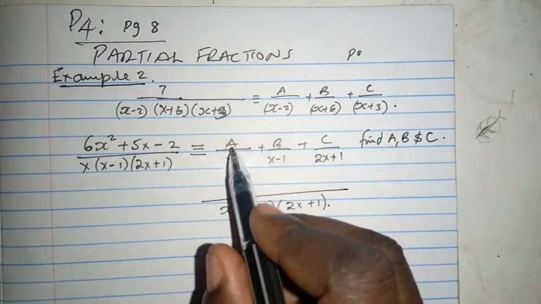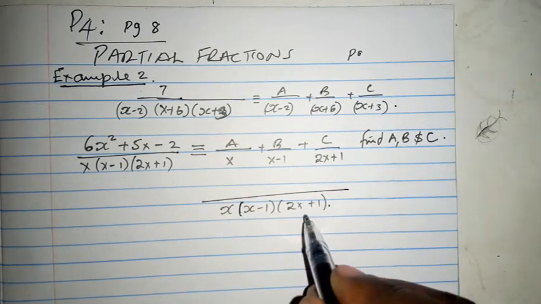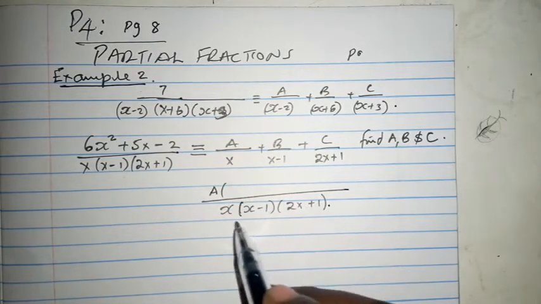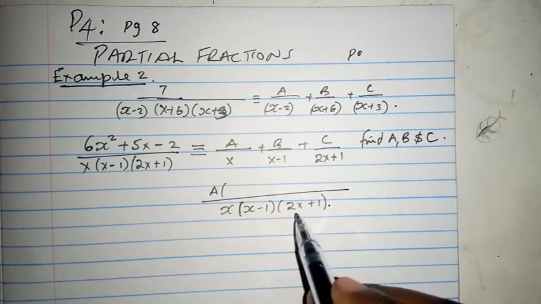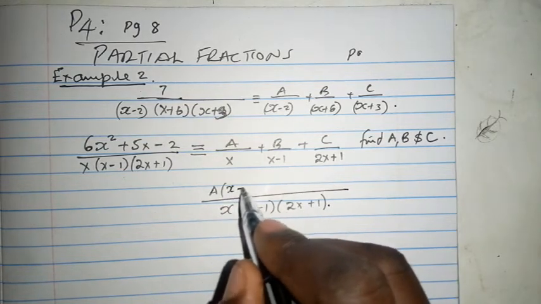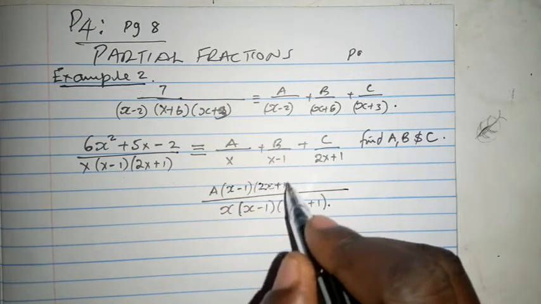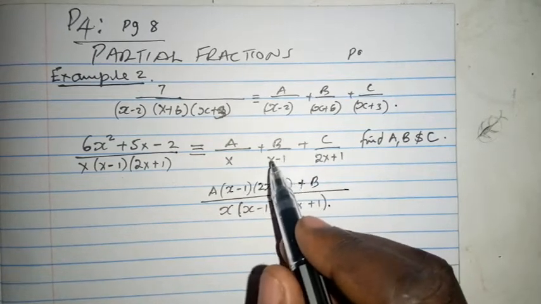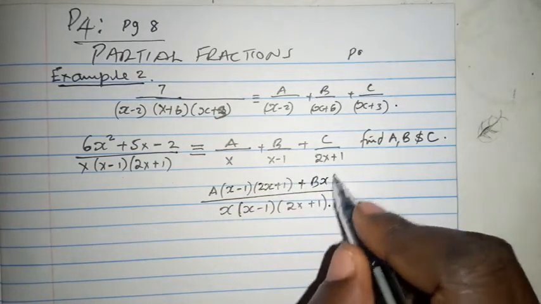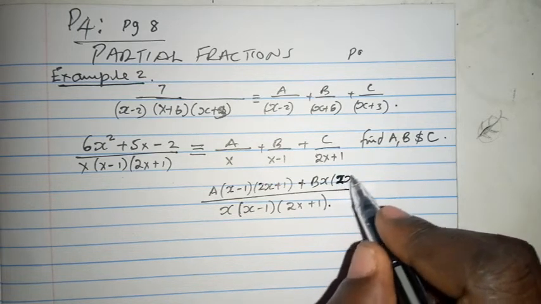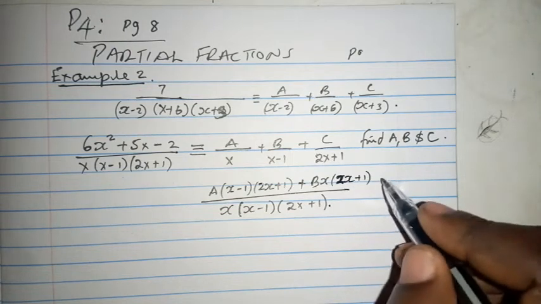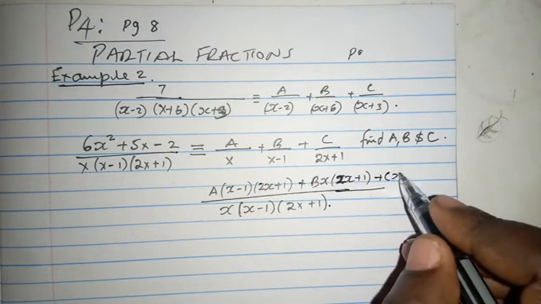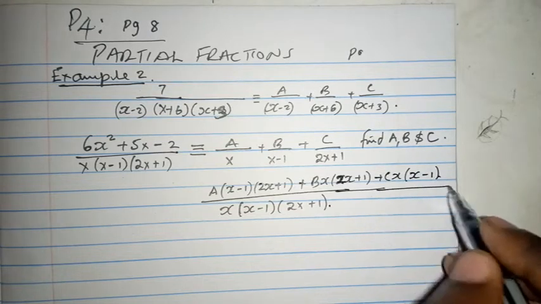So when you multiply by that numerator, in the first one you have a multiplied by the other two, because the denominator of a is x. So you get a times (x minus 1)(2x plus 1), plus b. The denominator of b is x minus 1, so you get the other two: bx multiplied by (2x plus 1). And for c, the denominator of c is 2x plus 1, so you get the other two, x times (x minus 1). That is just like it.